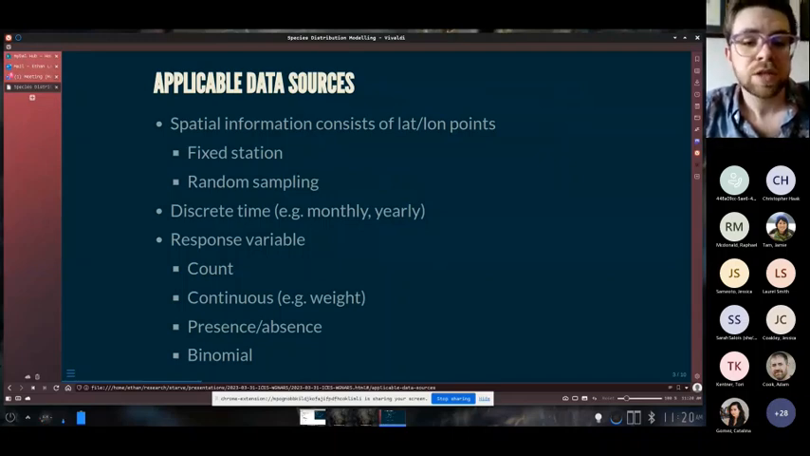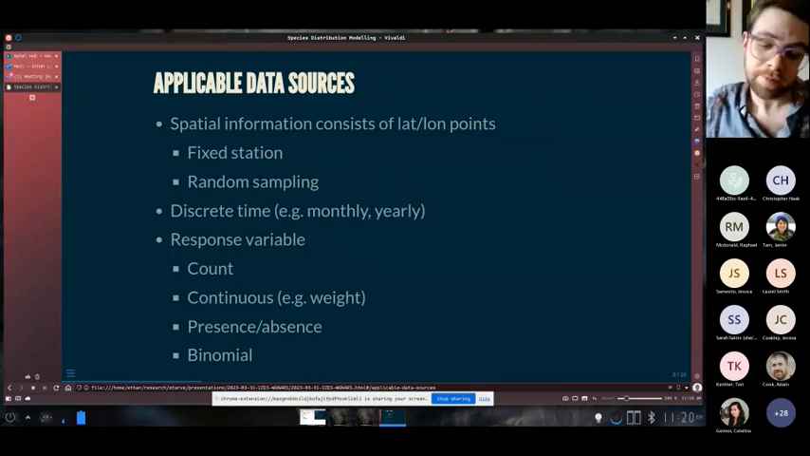As far as the time information, you're looking at discrete time, so daily, monthly, or yearly, something like that. And then it can handle a range of response variables. So it can be count data, continuous data, for example, biomass, or presence or absence. It can be binomial. So I've really tried to make it flexible for a number of different types of data.